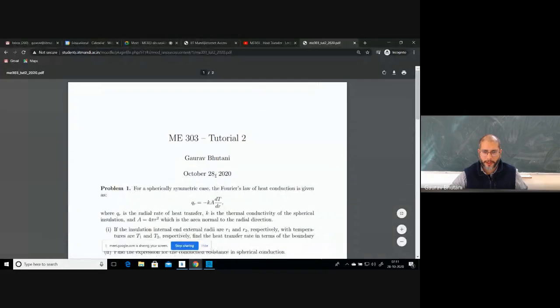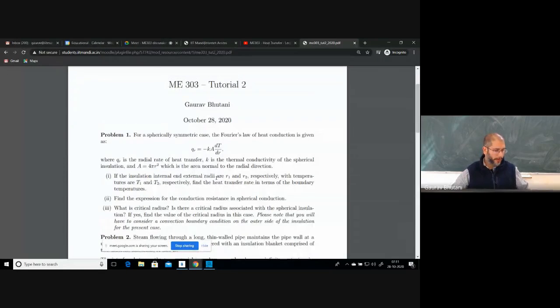So I guess you can see the screen now. This is the second tutorial. The first problem says that for a spherically symmetric case, Fourier's law of heat conduction is given as Q_r, the heat flow in the r direction, equal to minus k A dT/dr, where Q_r is the radial rate of heat transfer, k is the thermal conductivity of the spherical insulation, and A is 4 pi r squared, which is the area normal to the radial direction. So instead of a cylindrical system, we have a spherical system now.